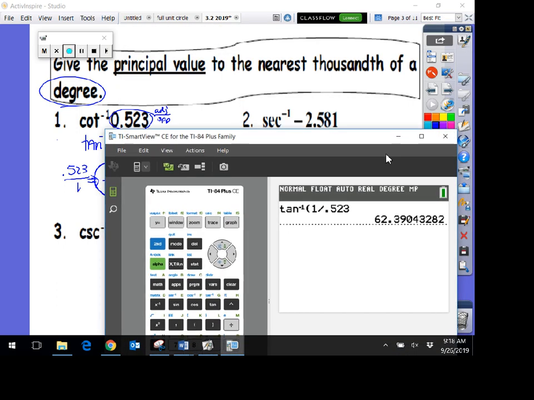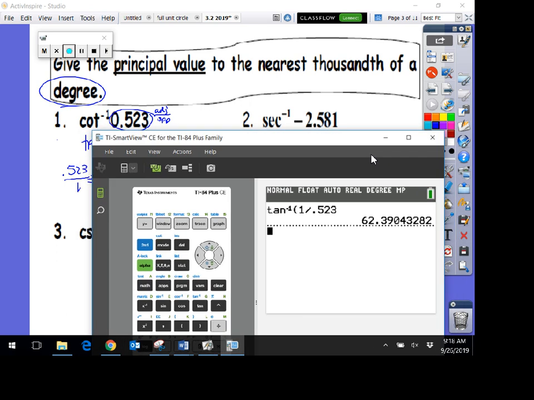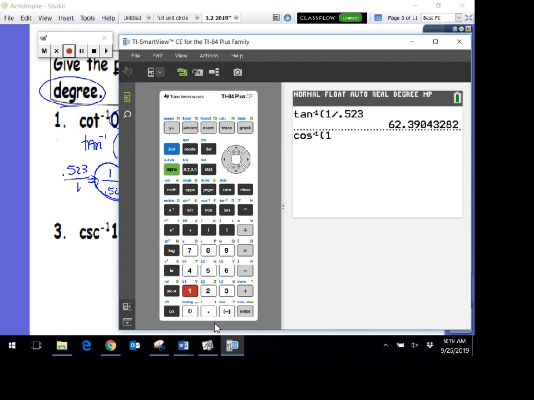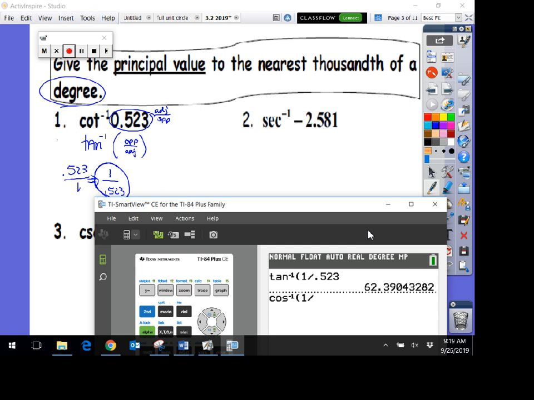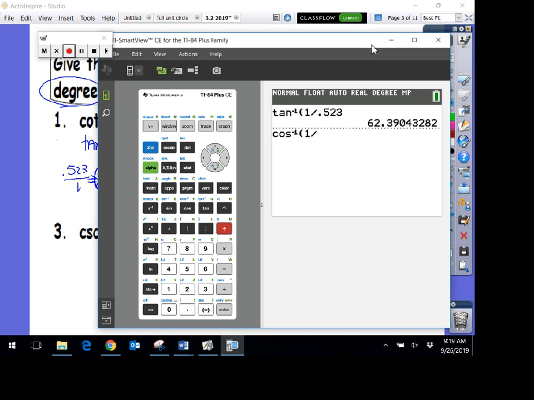All right, inverse secant of negative 2.581. So that would be secant cosine of 1 over 1 divided by, be sure you use the negative sign and not the minus sign, and the negative could go in front of the 1. It doesn't matter. You can make that a fraction. 2.581. Negative 2.581.